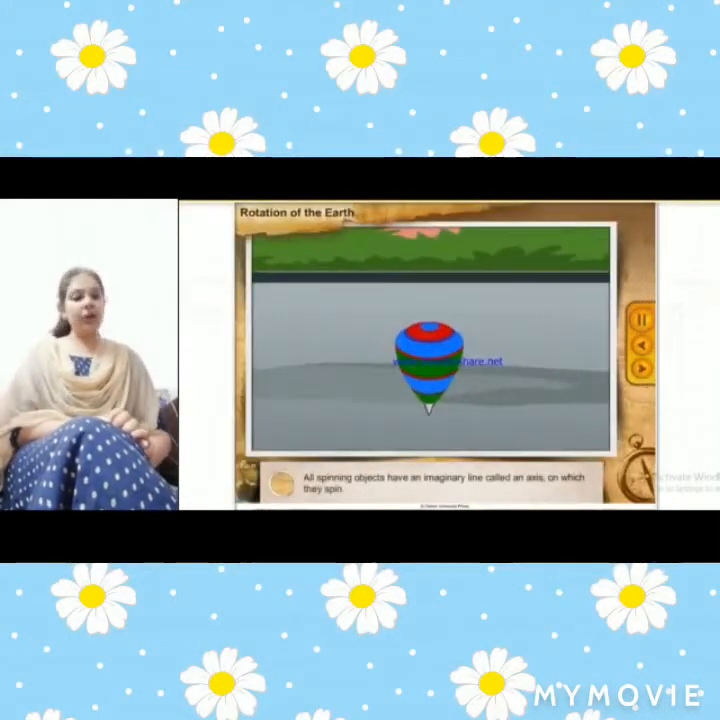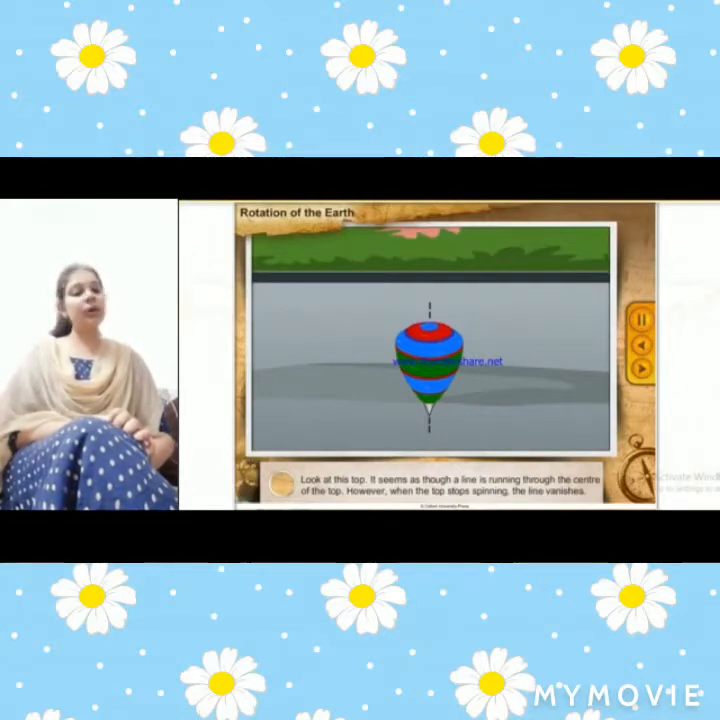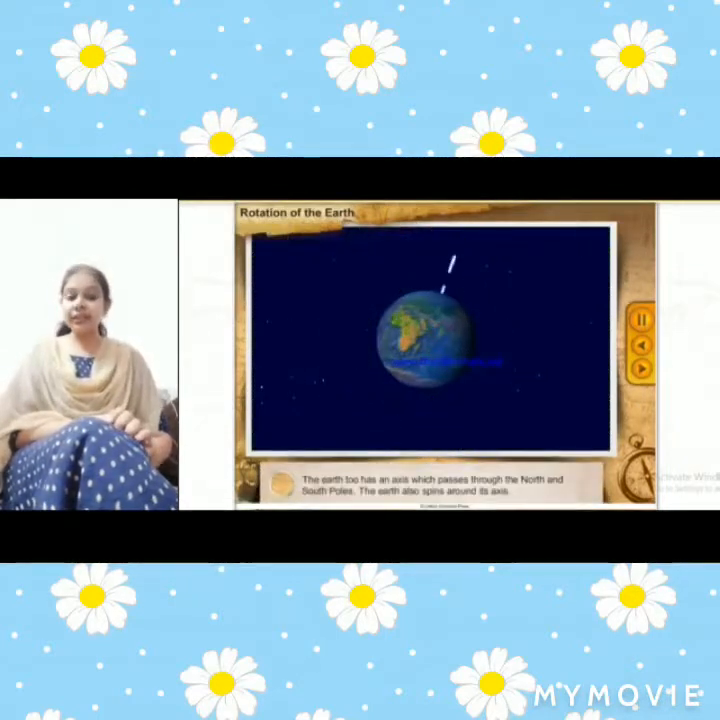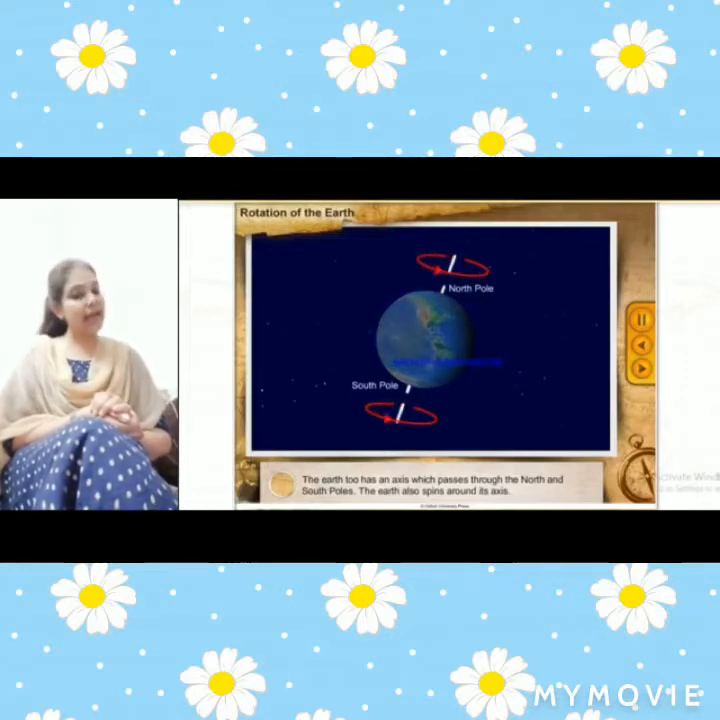All spinning objects have an imaginary line called an axis on which they spin. Look at this top. It seems as though a line is running through the center of the top. However, when the top stops spinning, the line vanishes. The earth too has an axis which passes through the north and south poles. The earth also spins around its axis.